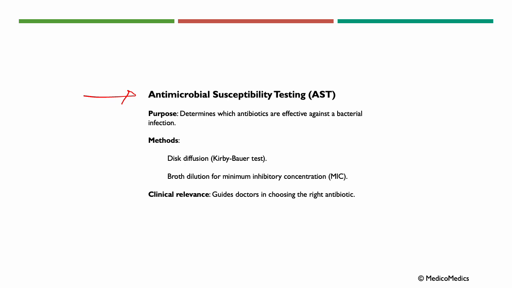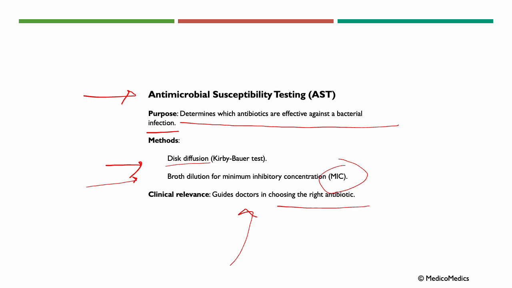Antimicrobial susceptibility testing. The purpose is to determine which antibiotics are effective against a bacterial infection. Methods include the Kirby-Bauer test or disc diffusion, and broth dilution for minimum inhibitory concentration, MIC. So this guides doctors in choosing the right antibiotic.